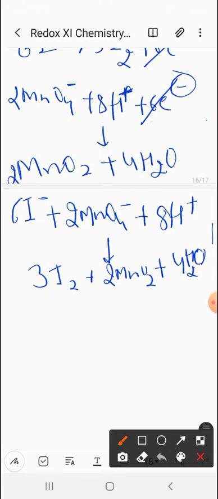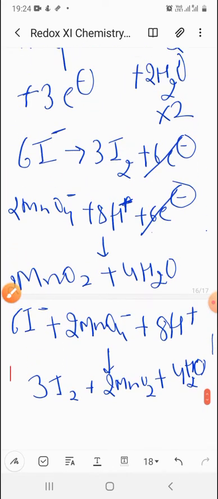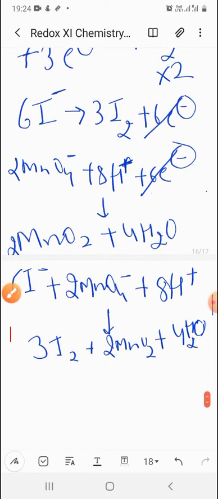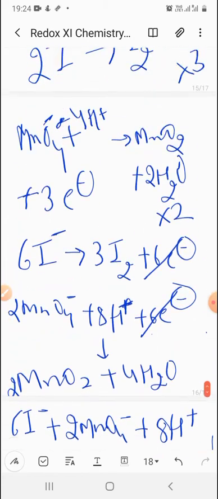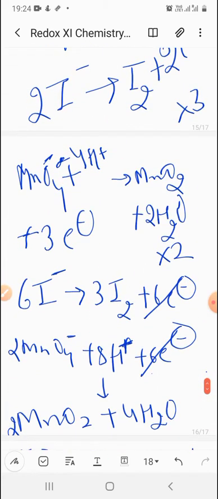I have balanced this reaction in the acidic medium, but if it is asked to balance this reaction in the basic medium, then how will you balance it? The method is the same, but the step which varies is here. This is the step जहाँ पे थोड़ा सा change आएगा.